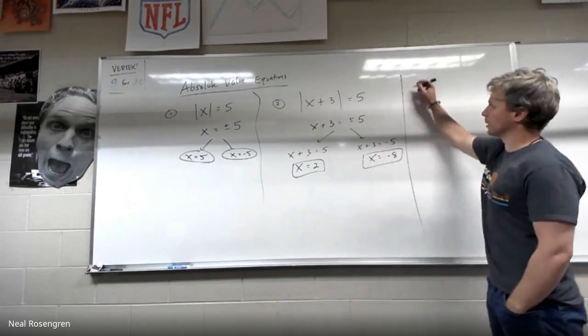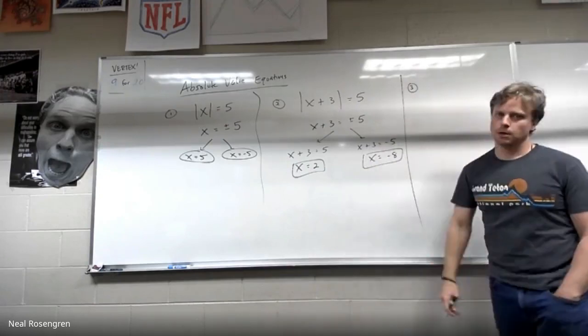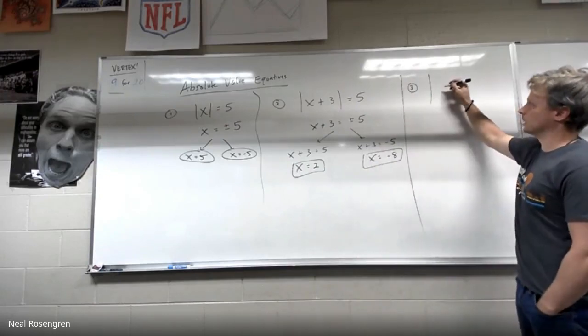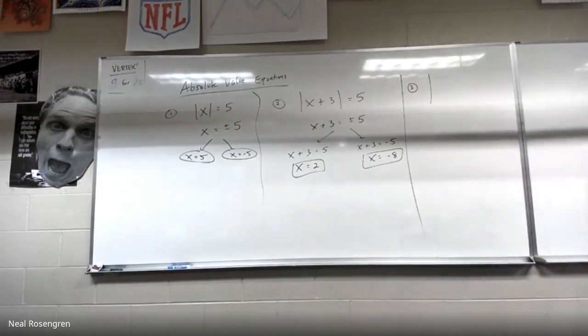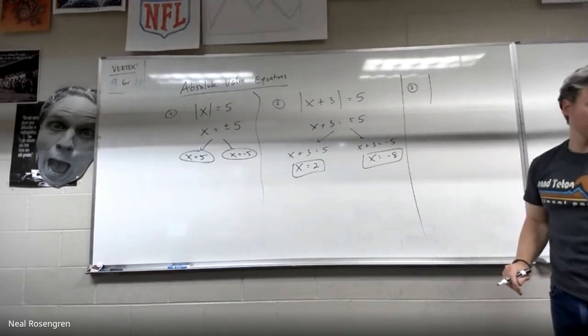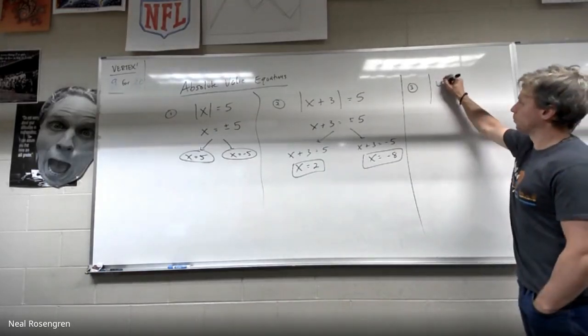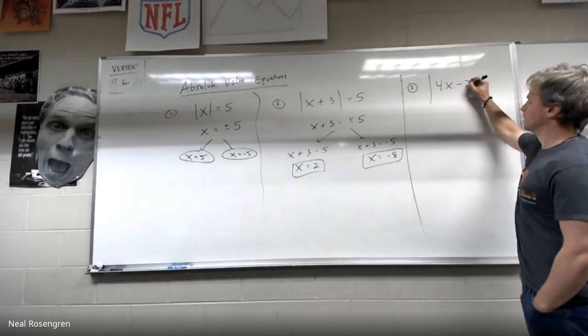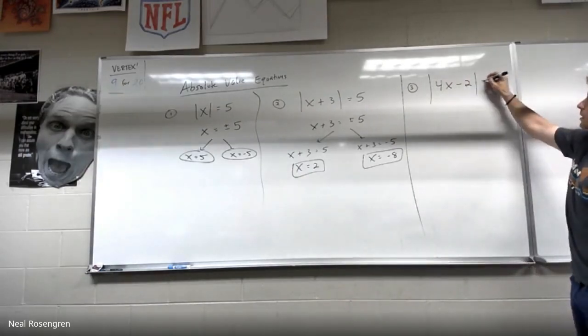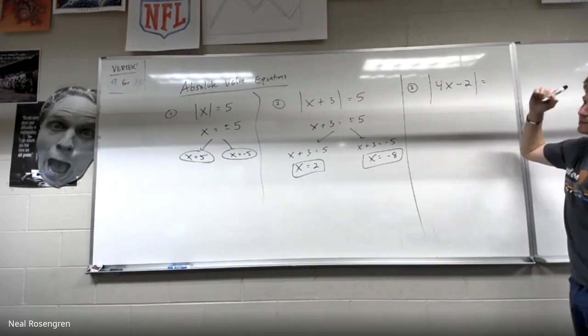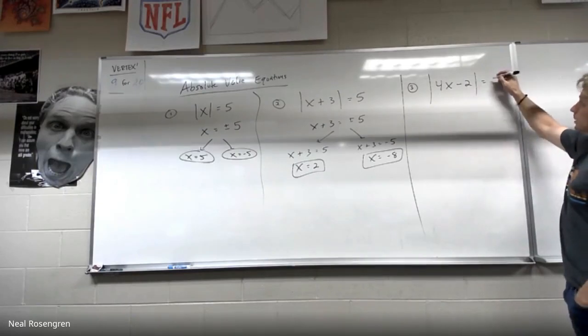I just want to do one more, and then I'll give you a couple to try. Make it a little bit more interesting to look at. Let me make sure I'm not doing ones that I've planned on doing already. Let's do like 4x minus 2. Absolute value of that is equal to, let's do something besides a 5. Let's go like 10.